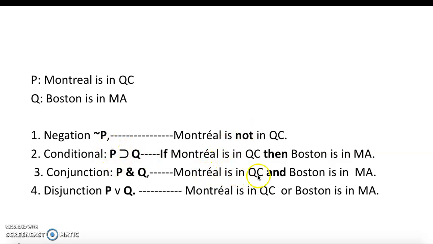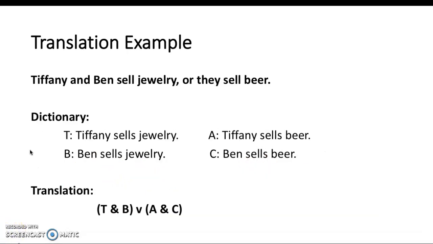What about "Montreal is in Quebec and Boston is in Massachusetts"? Well, again, we already know that "Montreal is in Quebec" is P, and "Boston is in Massachusetts" is Q. So we translate this into our symbolic language as P ampersand Q. So let's look at a more difficult case.